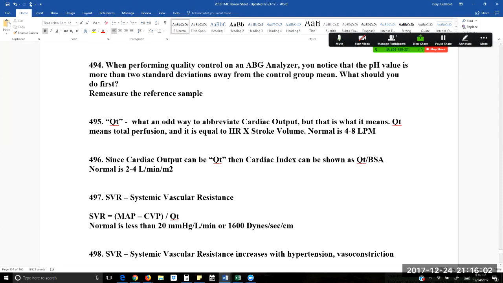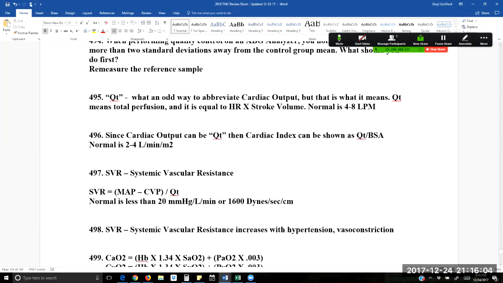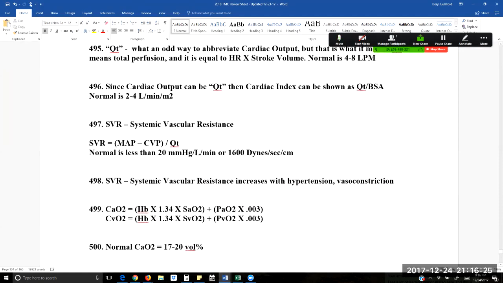And since we've got QT, meaning cardiac output, then cardiac index could be QT divided by body surface area. You sure wouldn't think of that as cardiac index, but it is. QT divided by body surface area, normally 2 to 4 liters per minute per square meter. On my test, I was asked for the units of cardiac index, liters per minute per square meter.